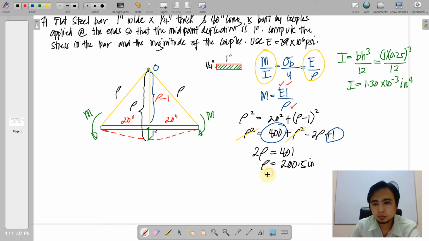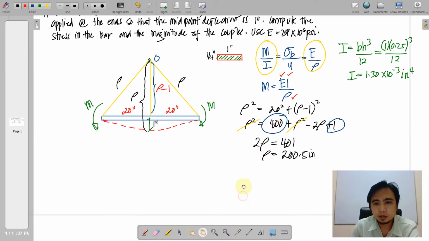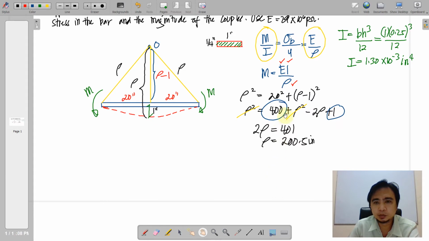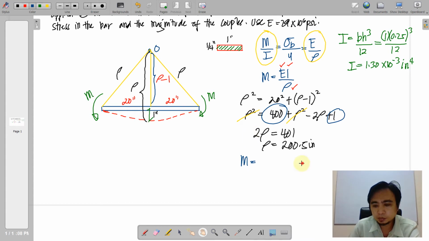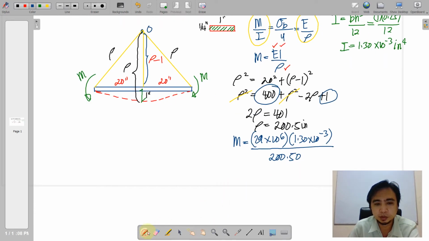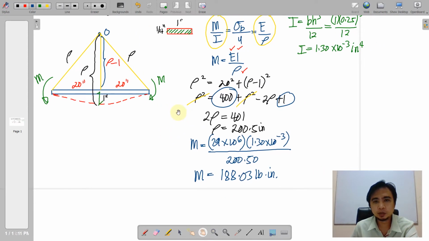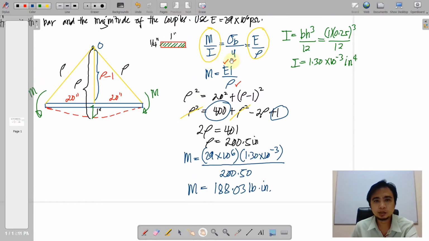So all we need are obtained. We are going to substitute. The value for E is 29 times 10 raised to 6, times the obtained I, divided by 200.5 as our radius of curvature. So we have 188.03 pound-inches. Upon obtaining our applied couple here, we are now ready to determine its flexural stress.